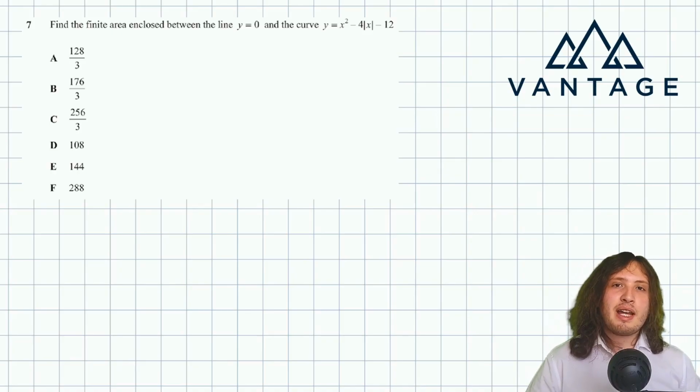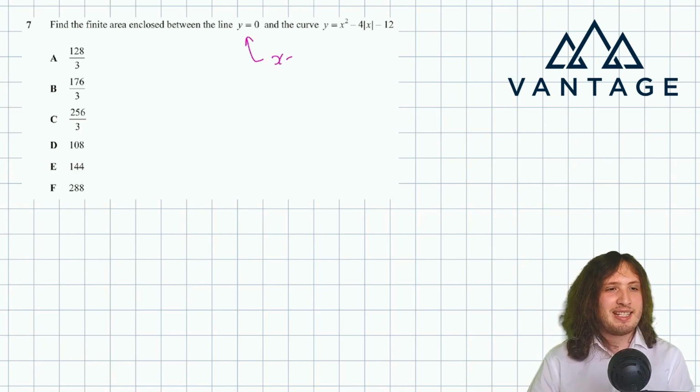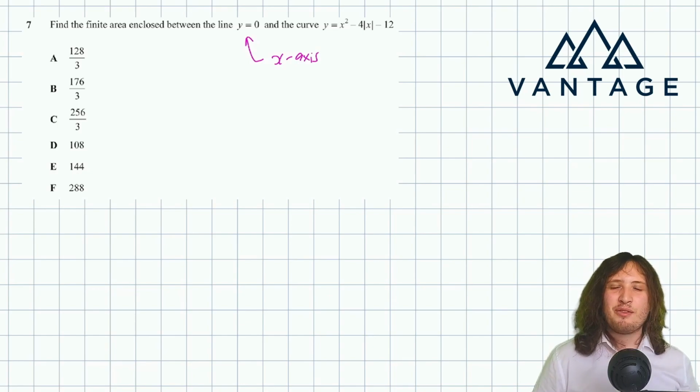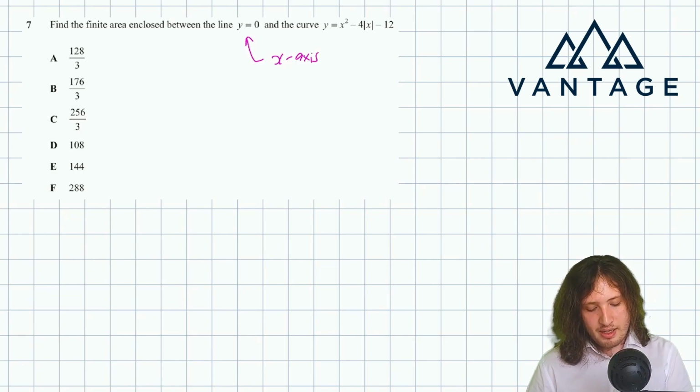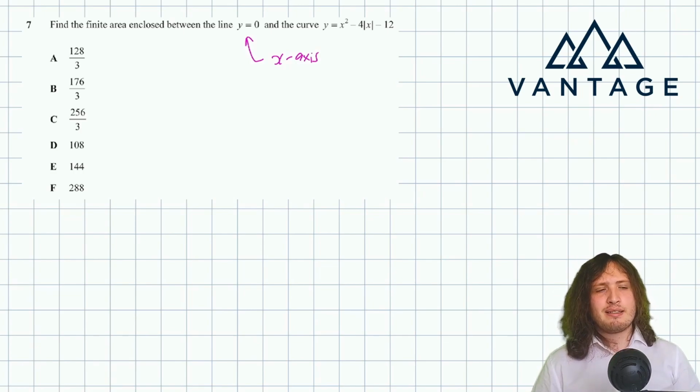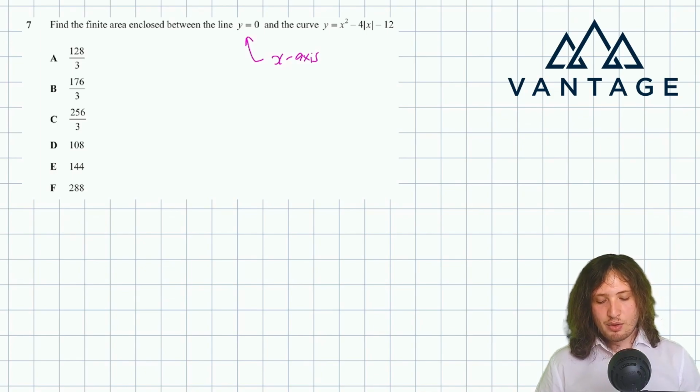In this question, we need to find the finite area enclosed by the line y equals 0, so that's obviously just the x-axis, and the curve x squared minus 4 modulus of x minus 12. So when we're looking for an area bounded between a curve and the x-axis, our mind should turn to integration. But I think before we actually write down any integrals, it's a good idea to draw a simple sketch. For instance, we need to be very clear on whether the area we're after lives above or below the x-axis. In terms of whether we have a plus or a minus sign, there might be bits of the area above, bits of the area below, and that will require careful treatment.